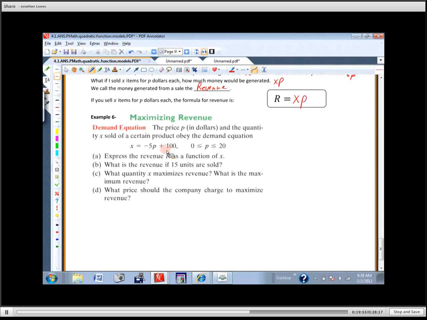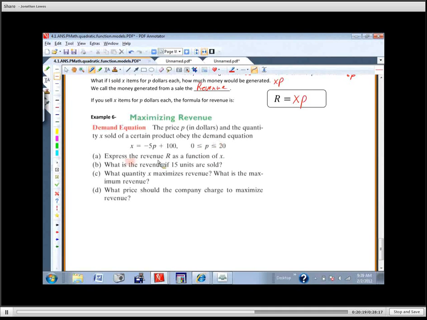So as the price goes up, what usually happens to the demand? If they sold iPods for $1,000 a piece, would they sell very many of them? No, so people would buy fewer, so it would go down. You lower the price, more people buy it. So the number that you sell depends on the price. But the price has always got to be between 0 and 20 on this particular problem.